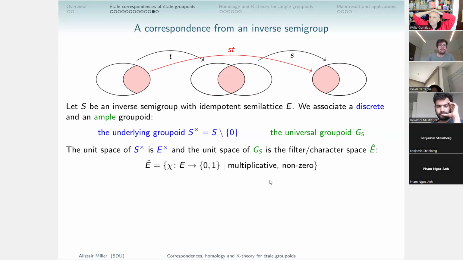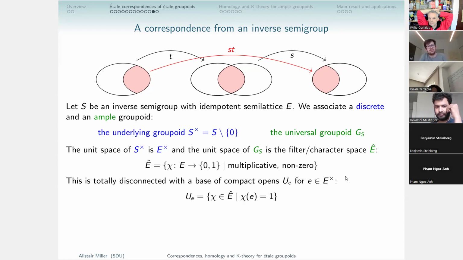So the idempotents are closed under multiplication because it's just like intersection of domains, for example. So we can ask for a character on E, and we look at the character space. There's also an order theoretic characterization of what's going on here, and that's why the word filter appears. So sometimes I might slip up and call it a filter space. Don't know if that's slipping up. That's why I've got the word there, anyway. And this has a nice totally disconnected topology.